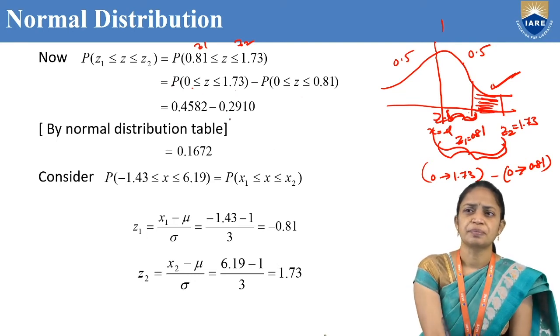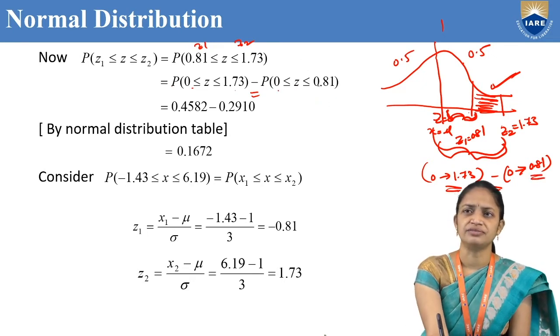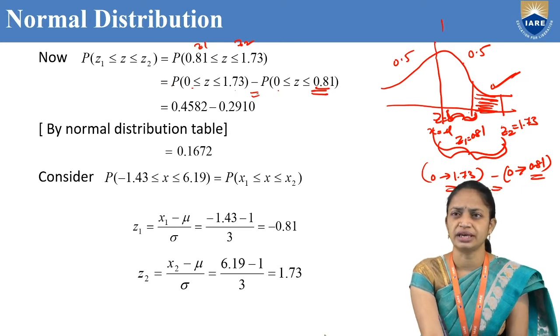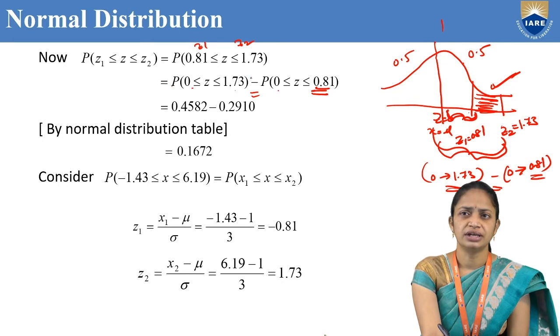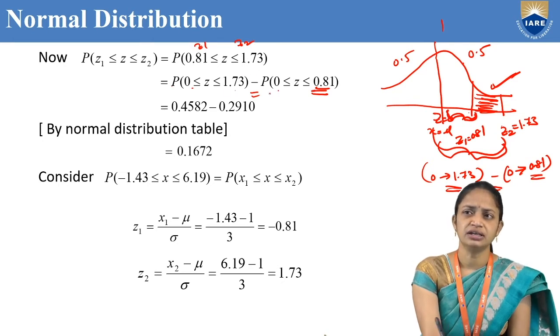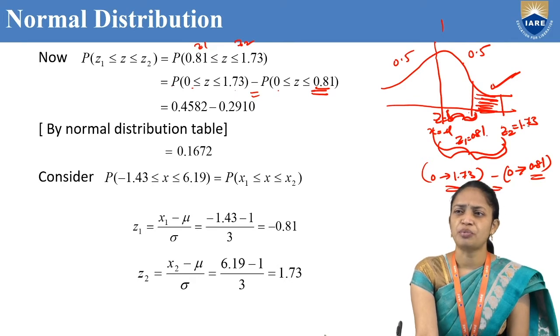That means P of 0 less than or equal to z less than or equal to 1.73, minus the probability of 0 less than or equal to z less than or equal to 0.81. Taking it like this, we get the in-between area from 0.81 to 1.73.